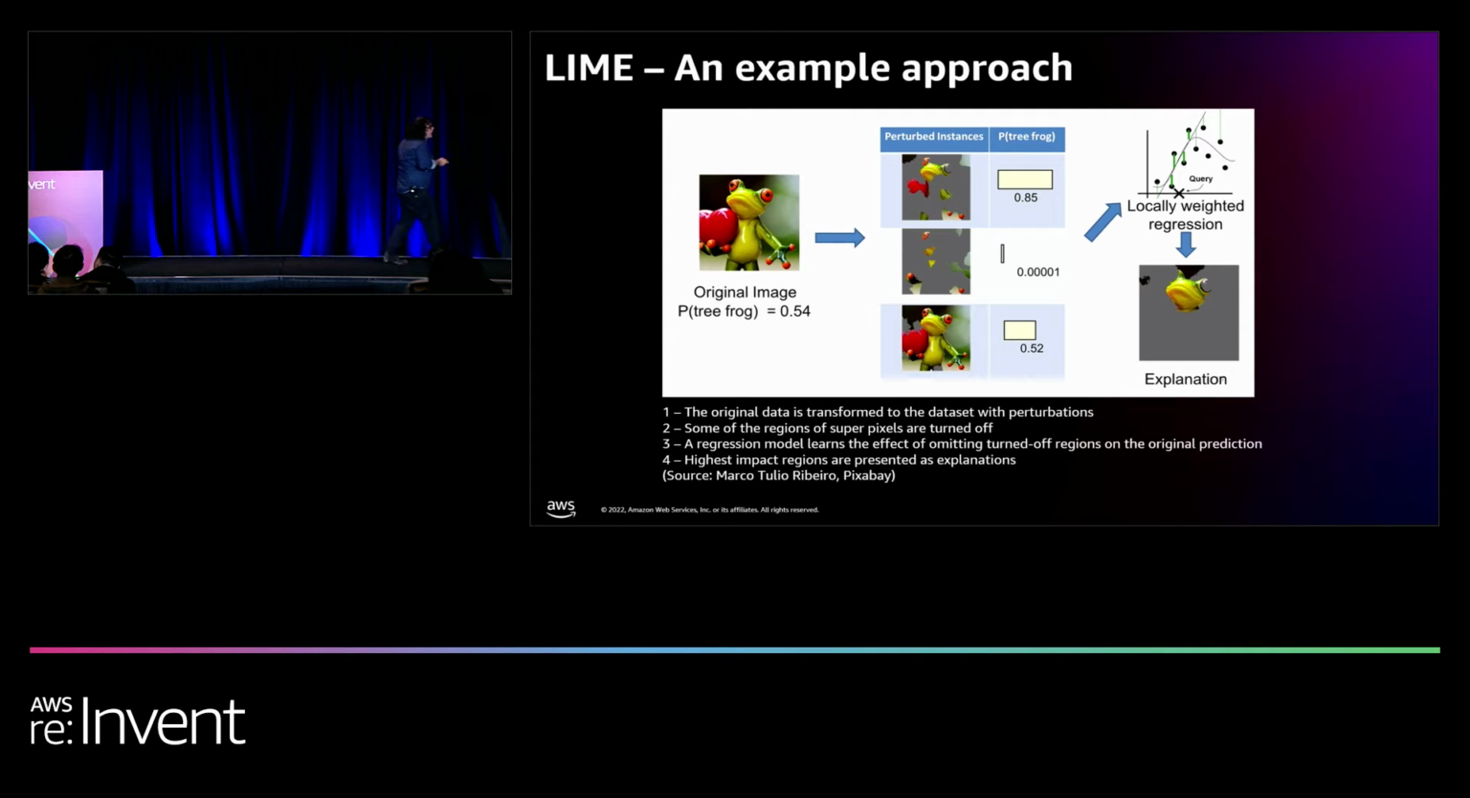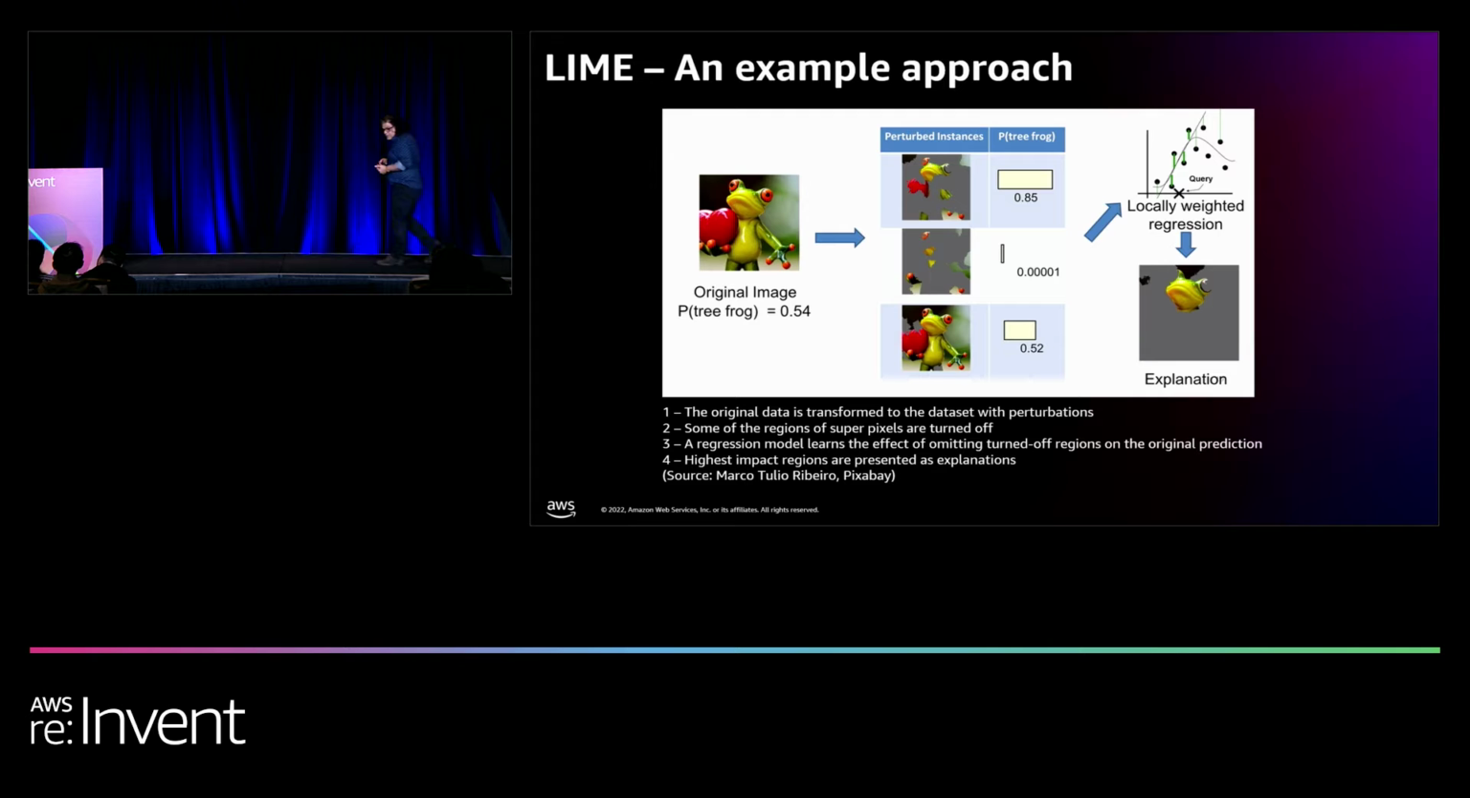When you get a proper local neighborhood, then you can approximate that with a linear model. Oh, by the way, those percentages are used as the label for a new data set. And then you can create a linear model that in this case tells you which superpixel is the most important bit that tells you about the frog being a tree frog.